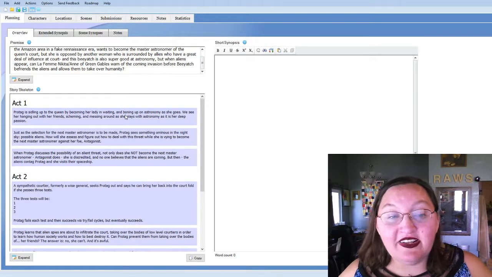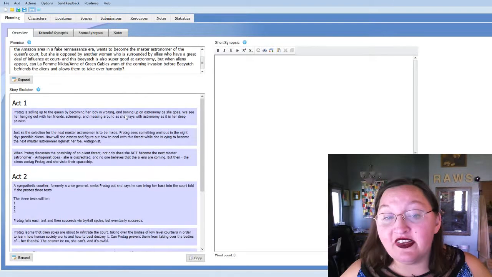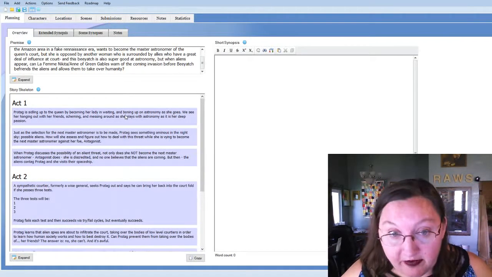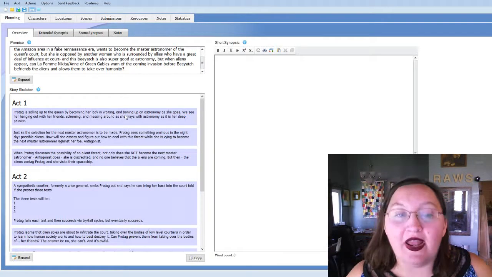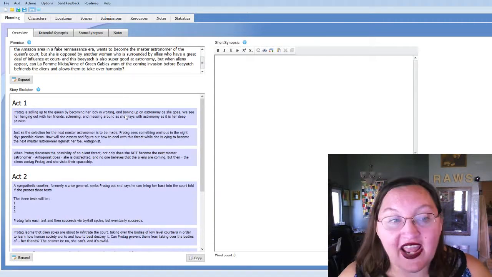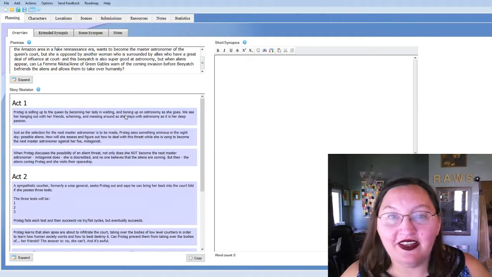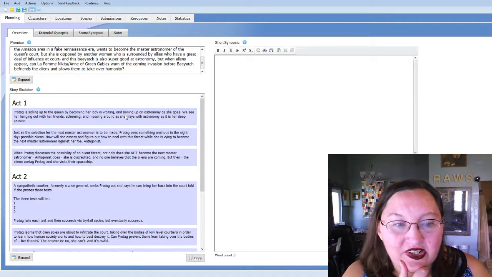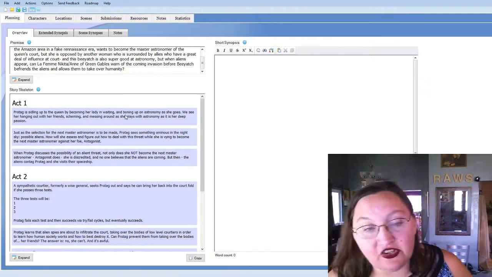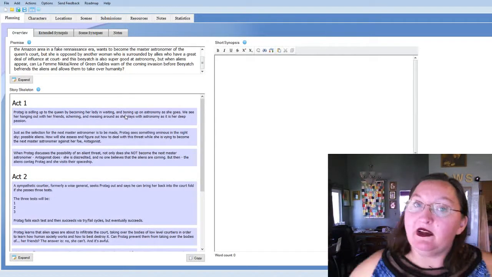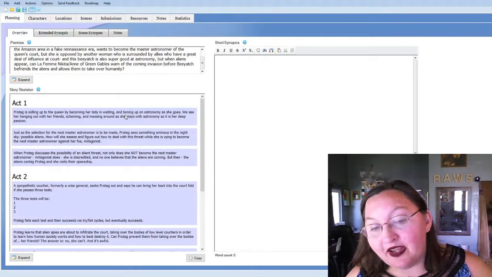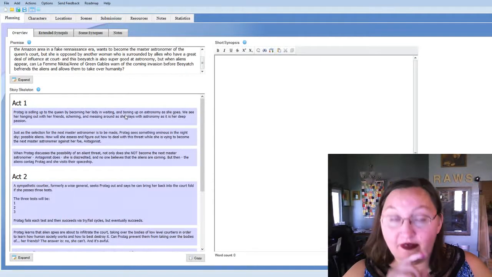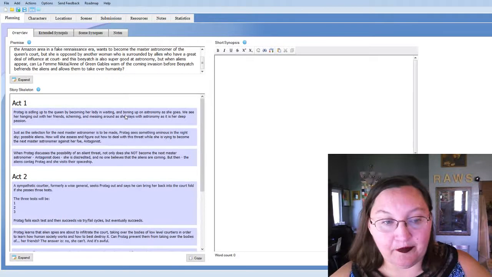When Protag discusses the possibility of an alien threat, not only does she not become the next master astronomer, antagonist does, she is discredited, and no one believes that aliens are coming. But then, the aliens contact Protag, and she visits their spaceship. Now we're in Act 2. A sympathetic courtier, formerly a wise general, seeks Protag out and says he can bring her back into the court fold if she passes 3 tests.